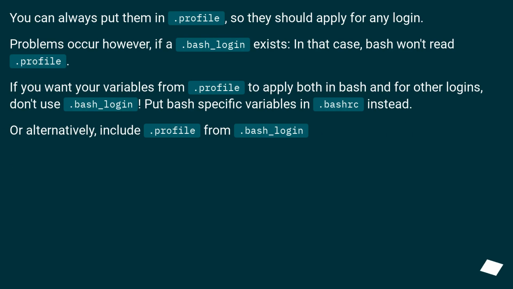You can always put them in .profile, so they should apply for any login. Problems occur, however, if a .bash_login exists. In that case, bash won't read .profile. If you want your variables from .profile to apply both in bash and for other logins, don't use .bash_login.